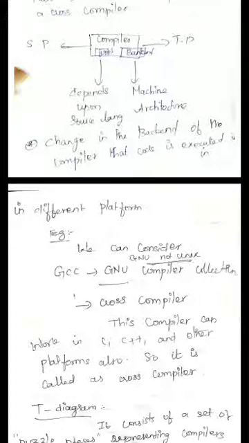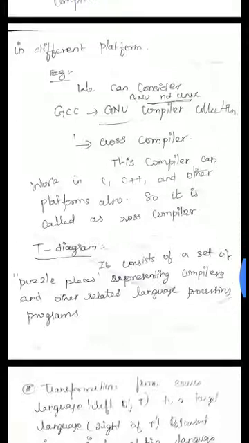The next example for the cross compiler is GCC. GCC means GNU Compiler Collection. This is the expansion of GCC, that is GNU Compiler Collection. GCC is another type of cross compiler. This is a suitable example for the cross compiler.